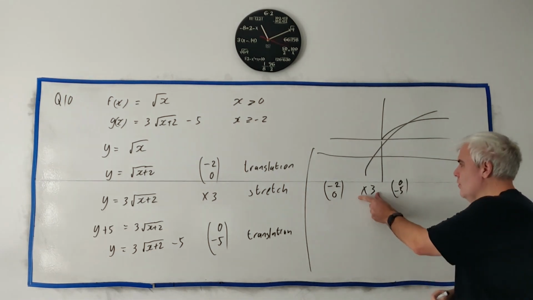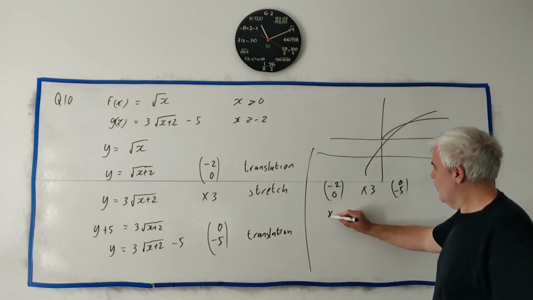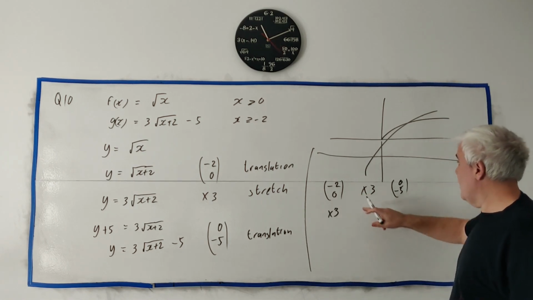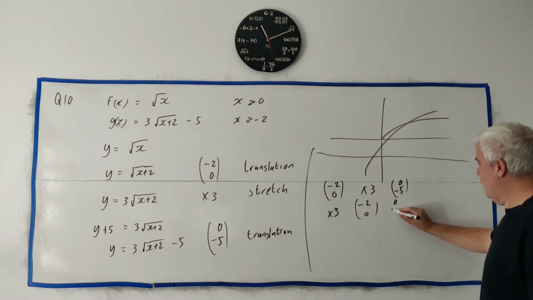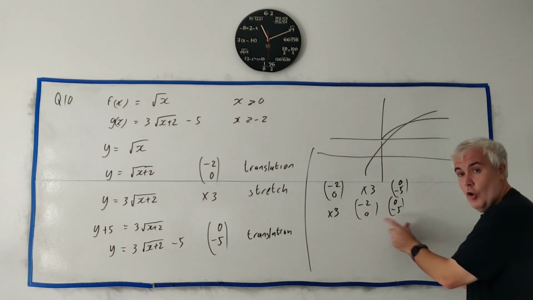That was the option I did first. There are other ways to do it. You could have done the stretch first. You could have done multiplied by 3, and then you could have done both of these, like say minus 2 and minus 5. You could have done these in different orders.